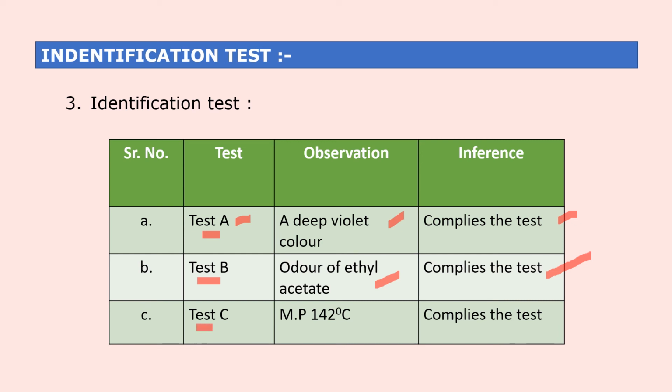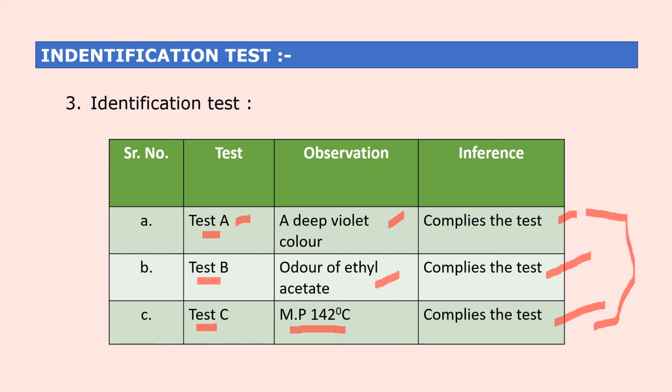Third, that is test C, that is physical constant melting point. It is given 142 degrees Celsius. After performing the melting point, if it is in a range of 142 to 147 degrees Celsius, then it complies the test as per Indian Pharmacopoeia. That is your identification test to be performed as per the procedures given in your Indian Pharmacopoeia in 1996.